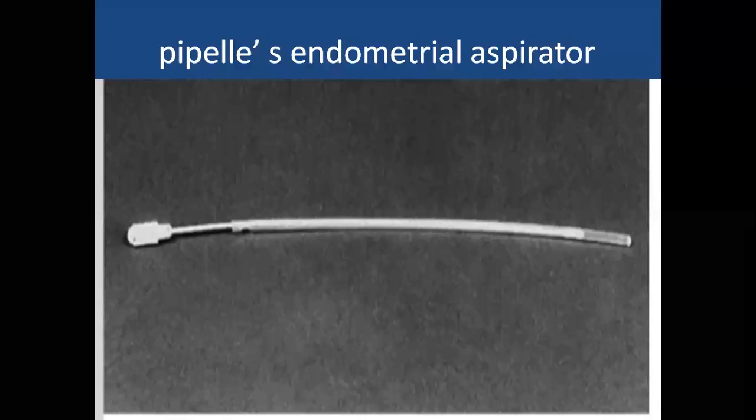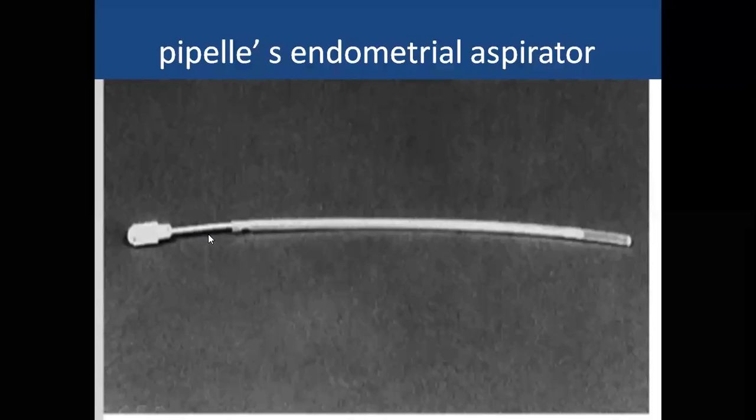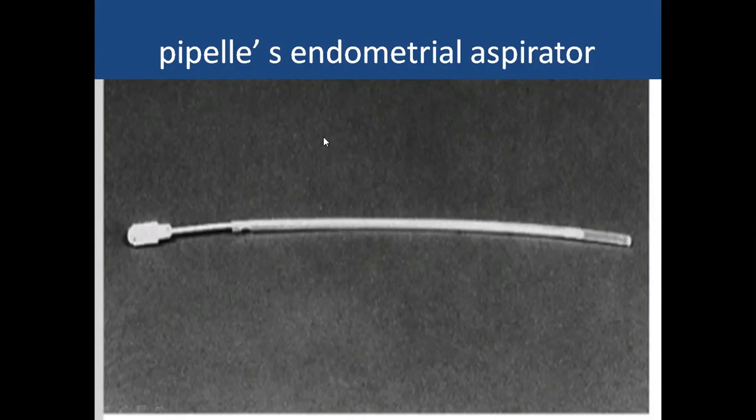So this is the Pipelle endometrial aspirator. As an outpatient procedure we can do this. It is introduced into the uterine cavity and we aspirate it and send it for histopathological examination. They have seen that this specimen with the Pipelle endometrial aspirator is as good as a DNC specimen.